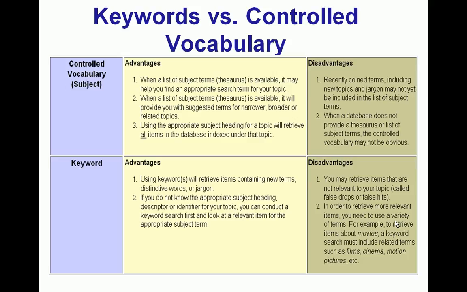This table describes the advantages and disadvantages to both keyword and subject searching. It compares both of these types of database searching. So take a look at it. It's brief and it's helpful.